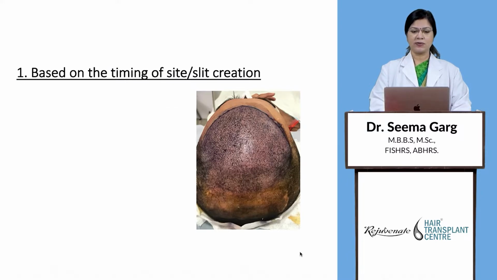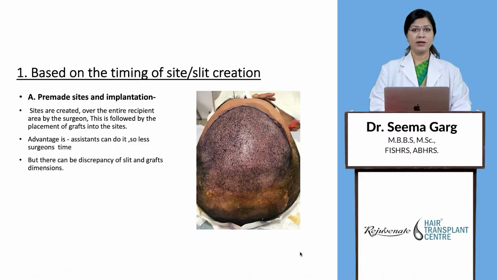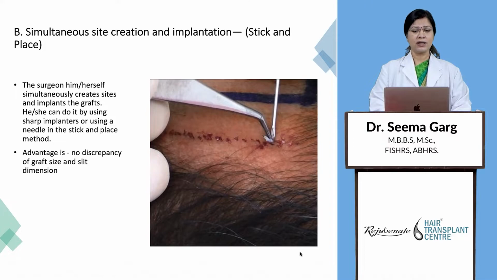Then based on the timing of the site, pre-made sites are created over the entire recipient area by the surgeon, and this is followed by the placement of the graft into the sites. Advantage is assistant can do it, so less surgeon's time, but there can be discrepancy between the slit and the graft dimension. If sites are created simultaneously, the surgeon him or herself creates sites while implanting the graft, and this can be done either by using sharp implanters or by using needles. Advantage is no discrepancy of graft size and slit dimension.